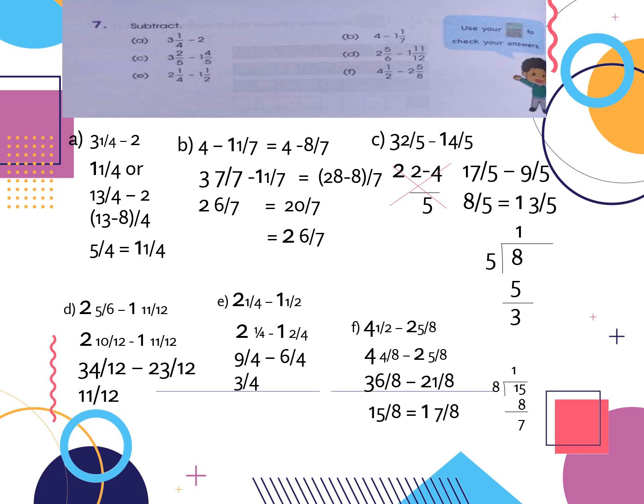But again, due to the negative sign, first we are going to convert these mixed numbers into improper fractions, which results in 36 over 8 minus 21 over 8. Now we can simply subtract 21 from 36, which results in 15 over 8. And when we divide 15 by 8, we have one whole number 7 over 8 as an answer.